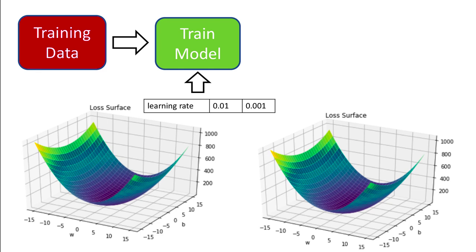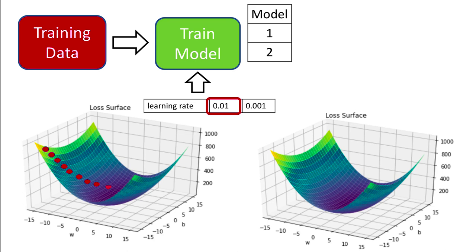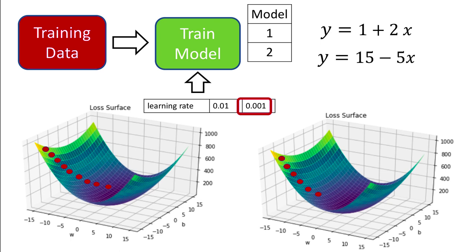Let's clarify this with an example. Let's use two different learning rates to train two different models on the same training data. We use the first learning rate and we obtain our model.